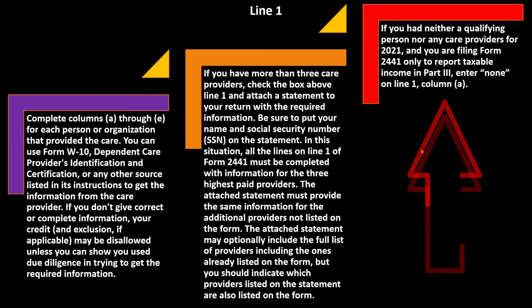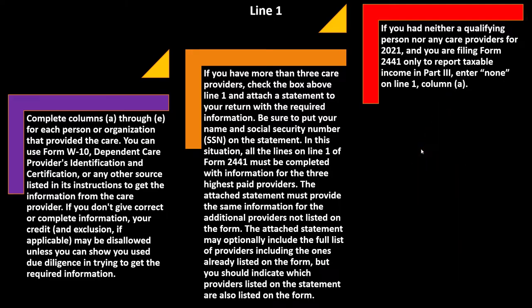So if you had neither a qualifying person nor any care provider for 2021, and you are filing Form 2441 only to report taxable income in Part 3, enter none on line one, column A.